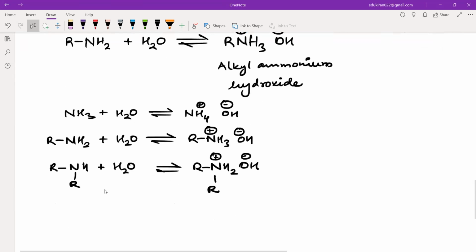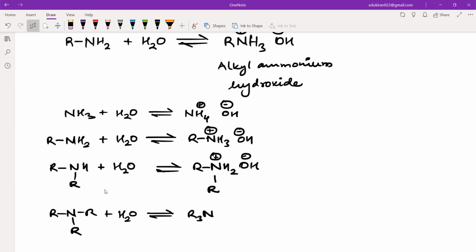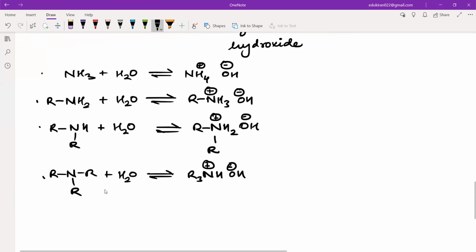Even if you have a 3 degree amine, R3N plus H2O, there will be hydrogen from the water molecule abstracted by the base, that is nitrogen plus, and you will be having OH negative. So whether you have ammonia, 1 degree amine, 2 degree amine, or 3 degree amine, in all of the cases we are increasing the presence of hydroxide ions, right? And that is why these are basic in nature.